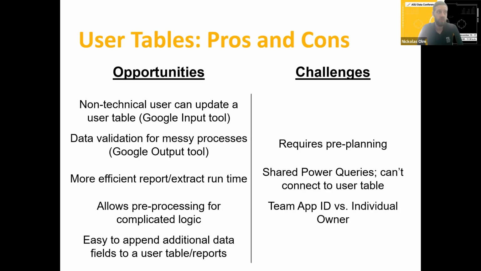So it's crucial that if it's an individual owner of that user table, it's changed to a team app ID, so everyone who's associated with that team app ID can access that user table. That's definitely a challenge, because if you don't do that, you can lose some data. Those are the opportunities and challenges.